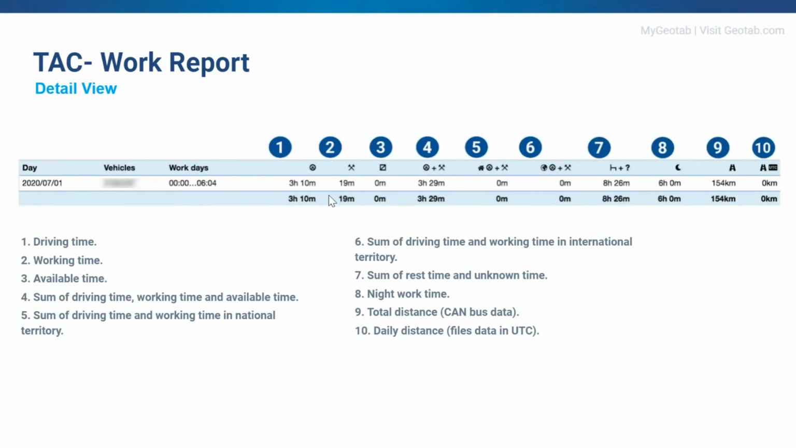Okay, again, following the work report, pretty self-explanatory. It could be a driving time, work time, availability. What's the sum of driving and work? Again, sum of driving and work time in the current country or territory that you're in. Again, you can compare that to international territory. Also, you can do the sum of the rest time and the unknown time that's not been done, followed by night work hours, the total distance you covered, and the daily distance.